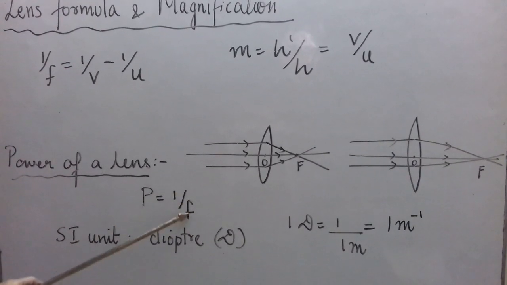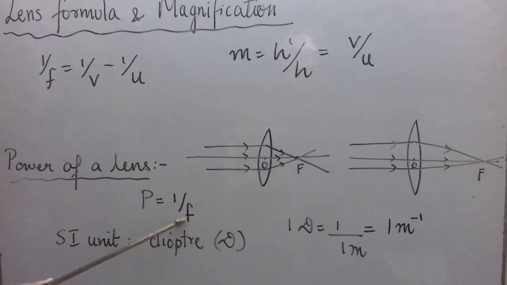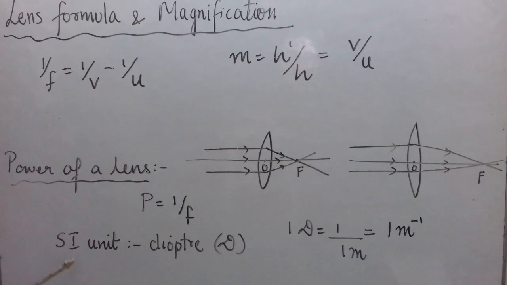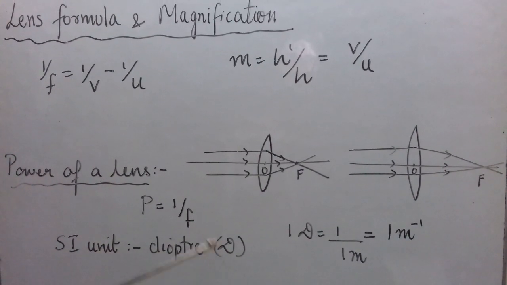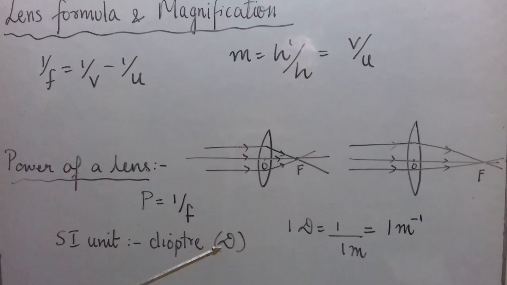Per meter, which can be denoted as m raised to minus 1, is a unit of power. But in the SI system, we give it a special name, diopter. The symbol is capital D, and the complete spelling is diopter. So, what is the SI unit of power? Diopter. This is its symbol.